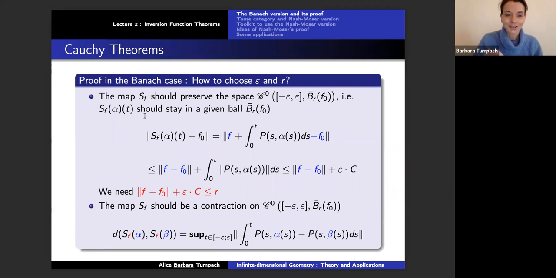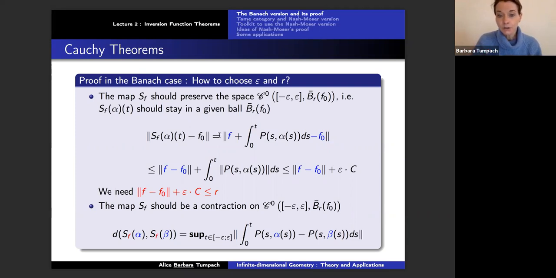So here, the first condition is that this operator S_f preserves the space. It says that for any t, we are not leaving the ball of radius r centered at f0. So we have to evaluate the difference between S_f of a curve at time t and the point f0, and we want this to remain smaller than r. We want to preserve the ball of radius r.